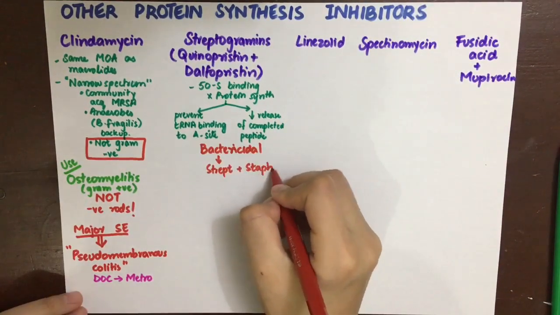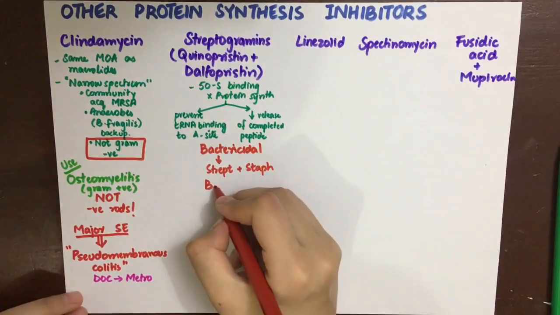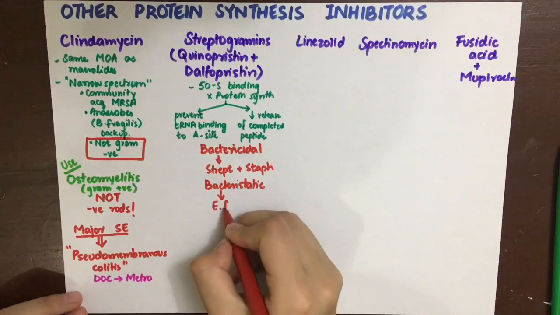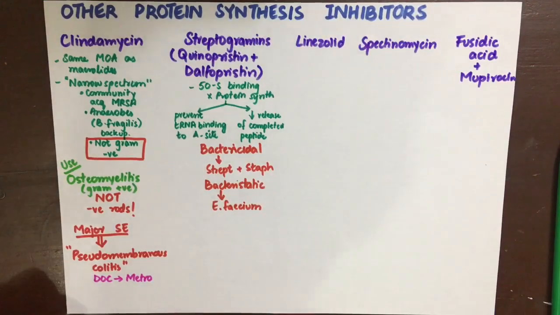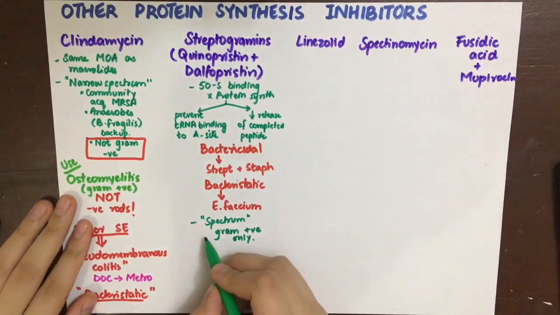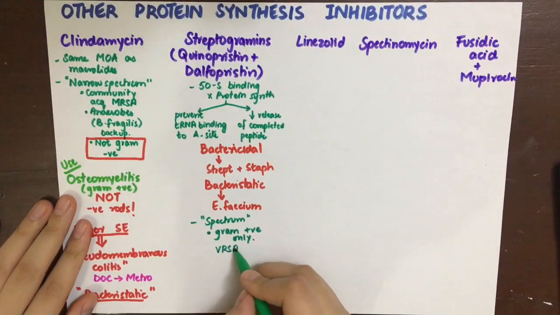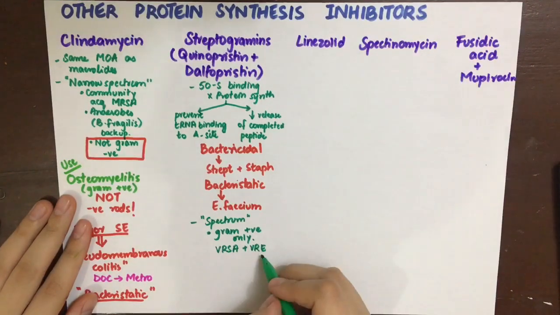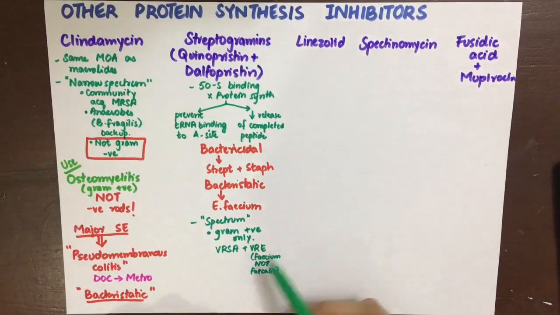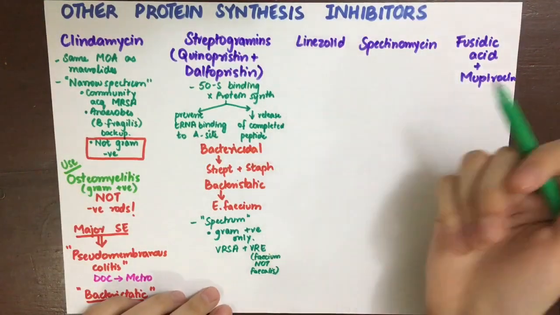Streptogramins are bactericidal for streptococci and staphylococci, while they are bacteriostatic for Enterococcus faecium. Their spectrum of activity includes gram-positive cocci including MRSA, VRSA, and VRE, that is vancomycin-resistant Enterococcus faecium, not faecalis. For activity against faecalis, we need linezolid, that is the next antibiotic.